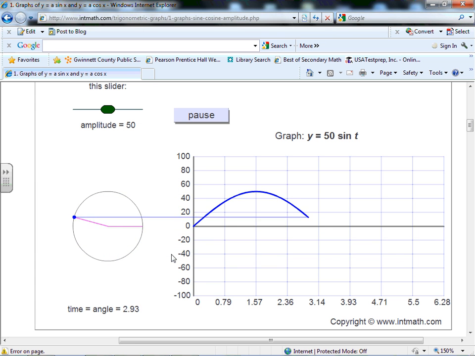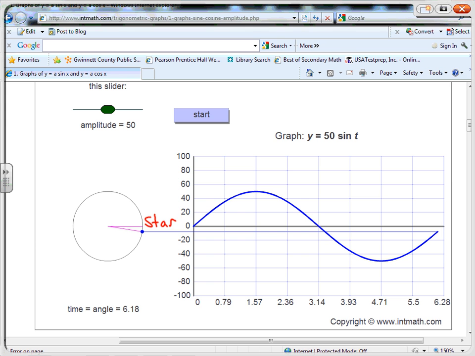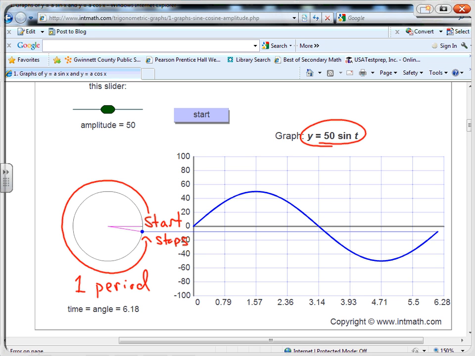Well, we have a unit circle, and we have our blue dot going around the unit circle. It starts here, and it goes around the unit circle and stops back here. We call all of that one period of the graph. And this is actually what a sine graph will look like. Now, the 50 just talks about the amplitude, which we'll get to a little later on in a different video. Well, let's jump back to our notes.